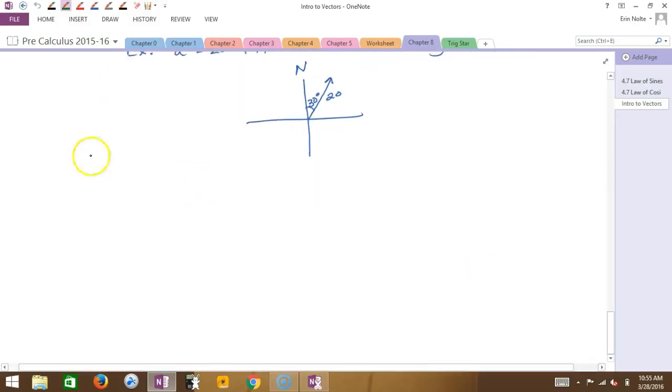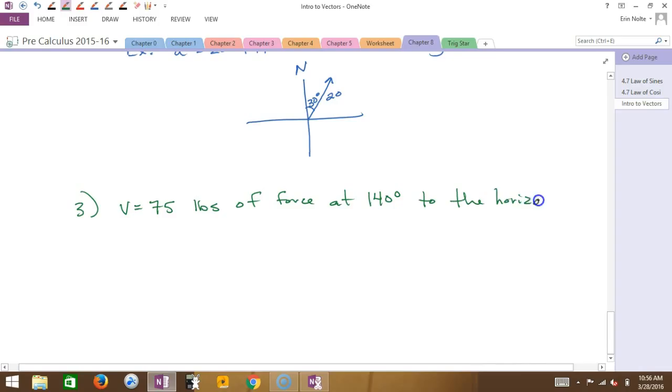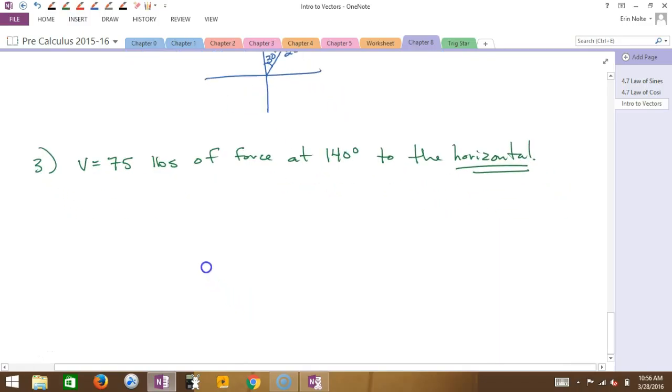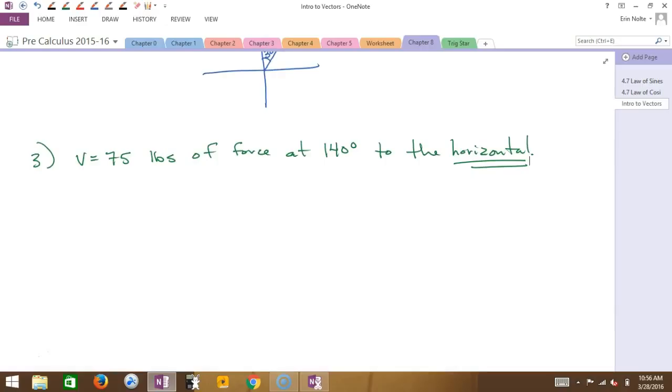The last one is horizontal. I'm just going to do an example for this one. Let's say we have vector V is 75 pounds of force at 140 degrees to the horizontal. 75 pounds is the magnitude of the vector. Horizontal bearing is basically like the idea of using the unit circle. The horizontal is like the terminal side that we used when we did the unit circle, 0 degrees.